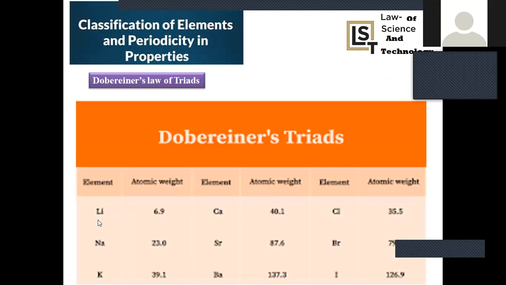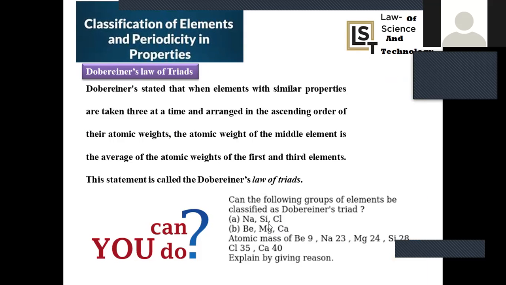But sodium is in the cluster of lithium, sodium, potassium. We can't categorize into sodium, silicon, chlorine. I'm giving a hint, but you have to solve this problem based on their atomic weight. The mean or average of the first and third element should be the exact mean of the central element. So that is the assumption given by the Dobereiner triad.